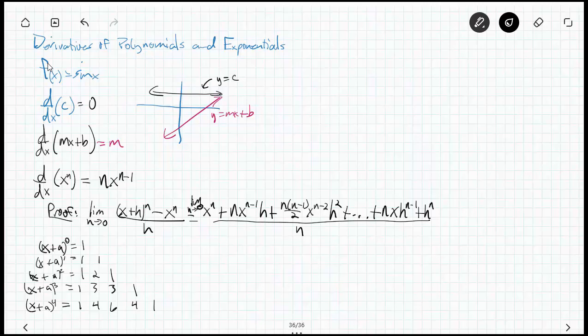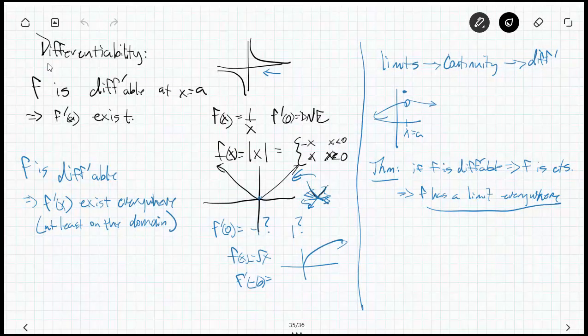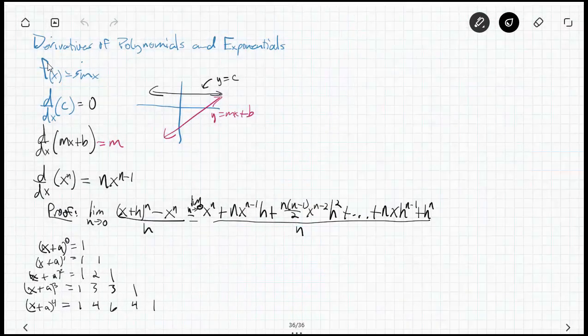Notice that whatever this value is right here, 4, 3, 2, 1, it always shows up in the second place. So x plus a to the 5th is going to produce a 1, then a 5, then a 10, then another 10, then a 5, and a 1. Remember, these are just the coefficients. So that's where these terms come from.